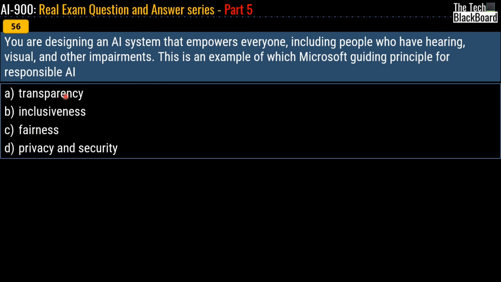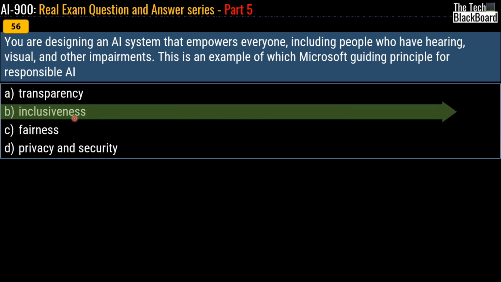The options are transparency, inclusiveness, fairness, privacy, and security. The correct answer for this question is option B, inclusiveness. And the reason is that we want to include everyone, as mentioned in the question, that the AI system empowers everyone and it also includes the people who have hearing or visual or any other kind of impairments. That's why inclusiveness is the correct answer.